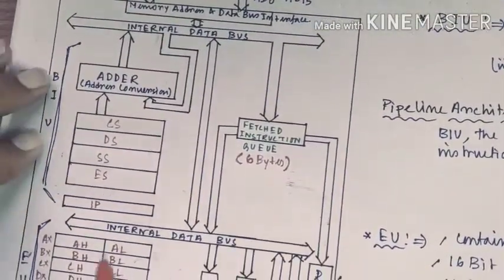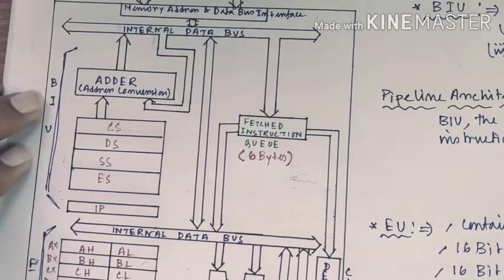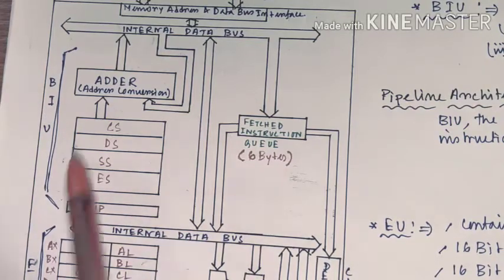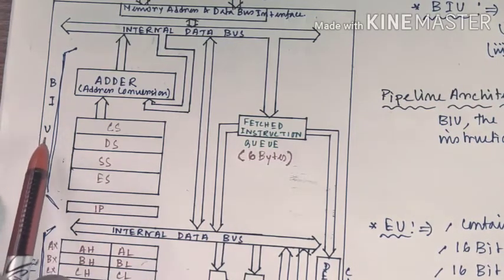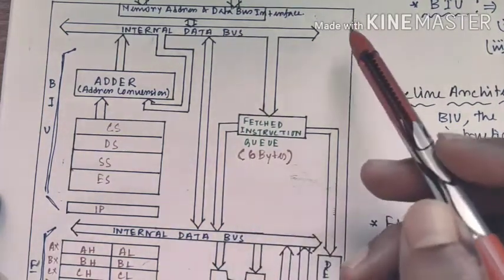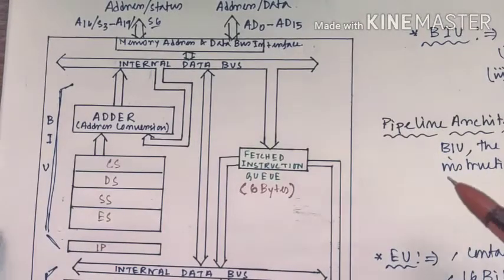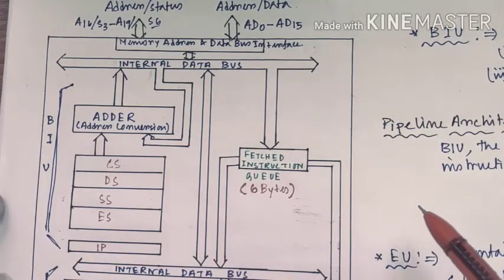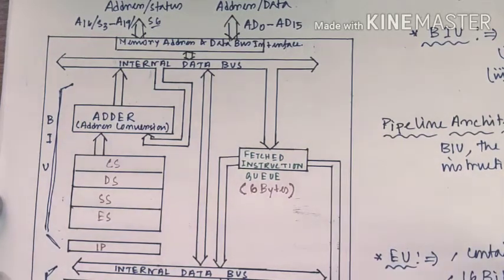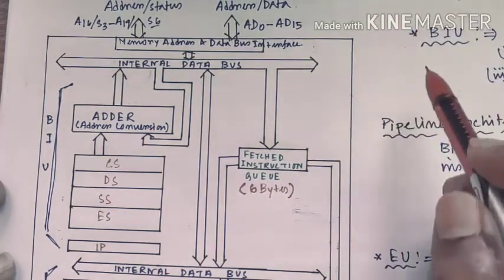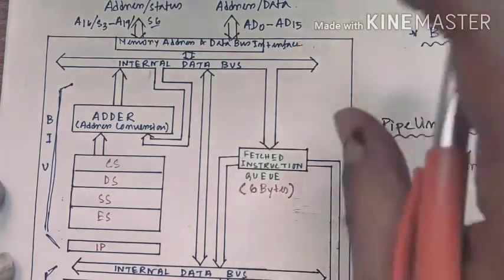Whenever the bus interface unit is busy communicating with the peripherals and fetching the instructions from the code segment memory mainly, because we know the memory in 8086 has been segmented into different parts. That particular segment which is used to store the program itself is called code segment memory. So code segment is that particular memory where the executable program is loaded.